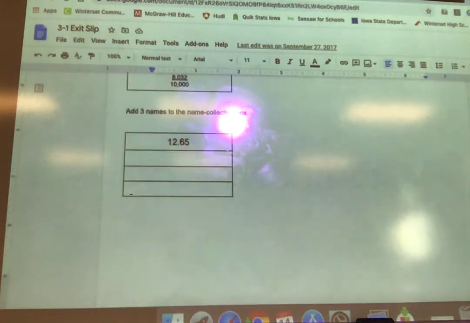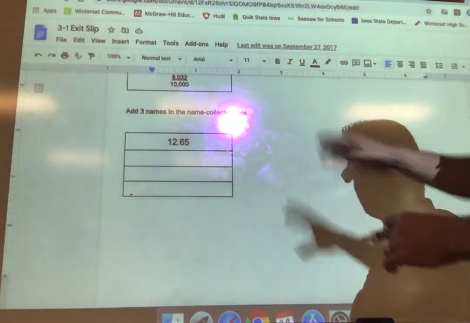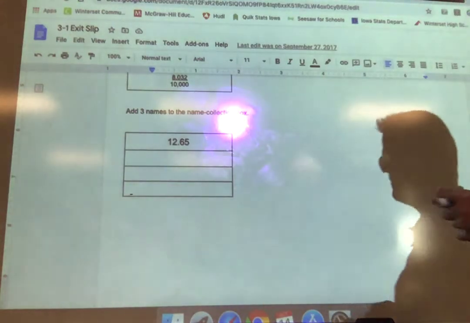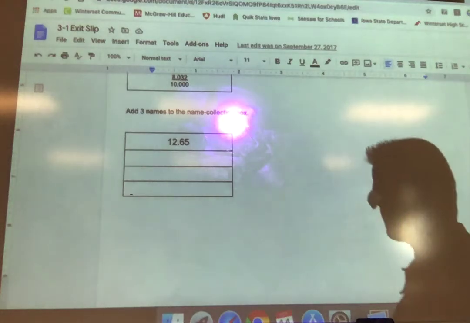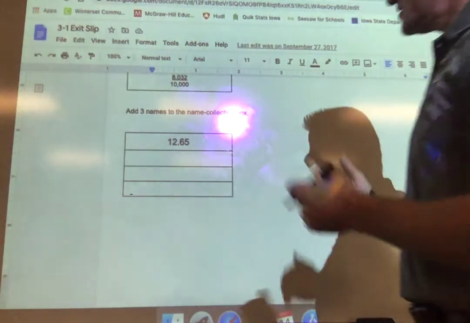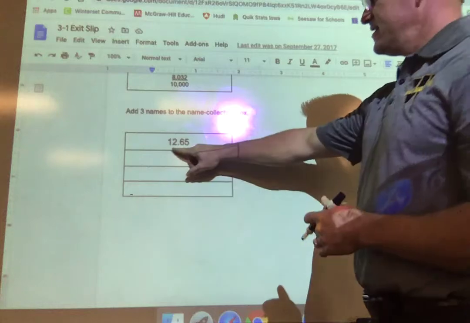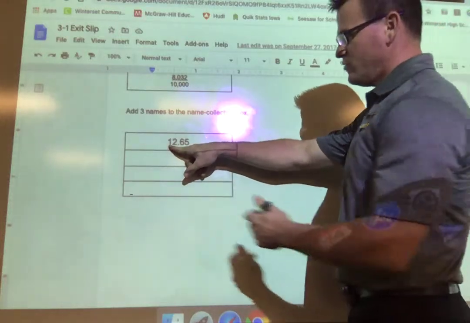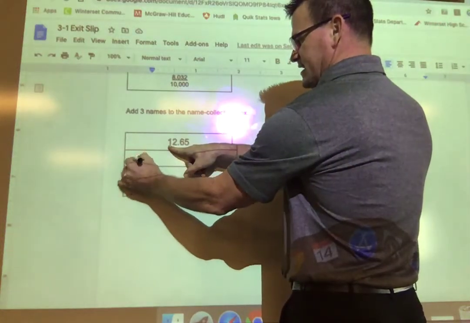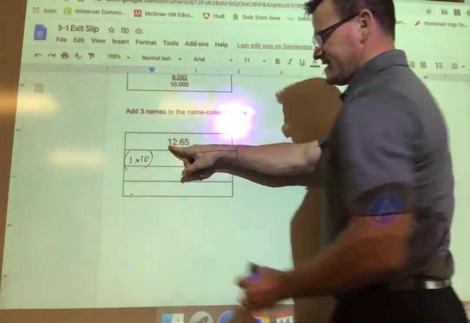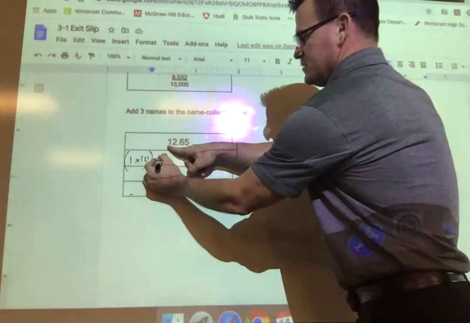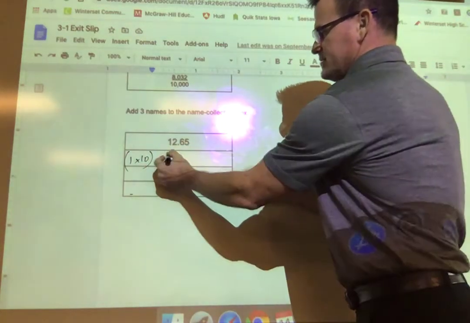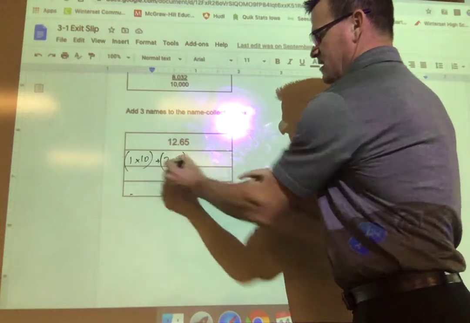Last example now, we're trying to add 3 names to this collection box. So we're going to actually put them in here now and write them in different ways. Remember, we're focusing a little bit on expanded form. So let's just pick a few to fill out here. I know this is the tens column, and I have one of them, so I could say 1 times the 10 column. That's 10, and I know that's worth 10, plus this is 2 times the 1 column, which equals 2.